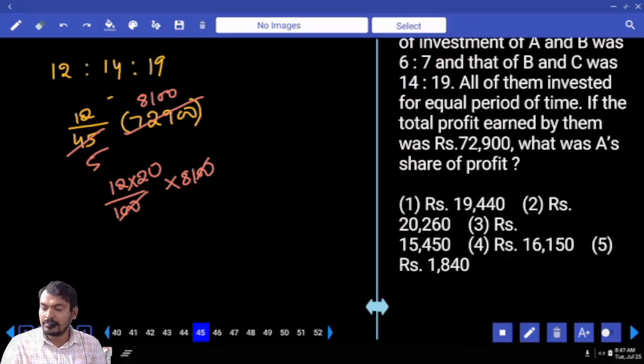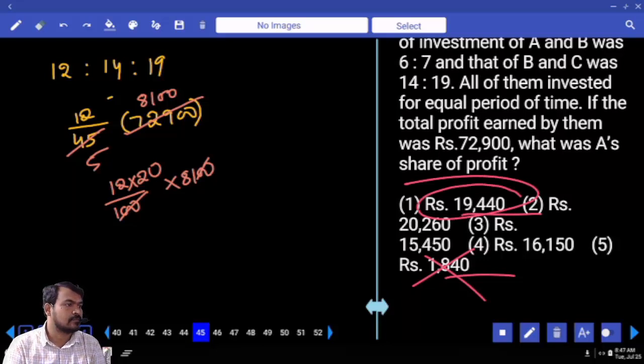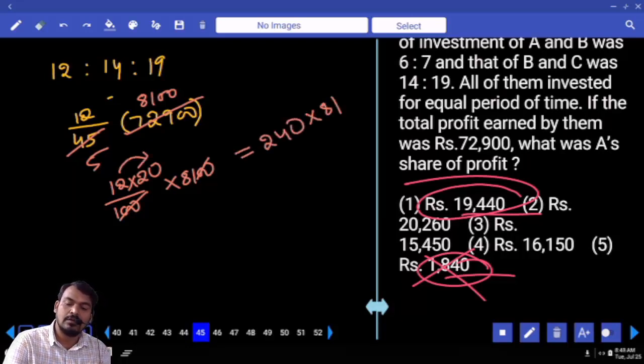How many options? Two options are obviously possible, the fifth option or the first one? First one. Because in 1840, how many digits? 4 digits. But we require 12 into 20 into 81, which will be more than 4 digits. 12 into 20 is 240, into 81. More than 16,000 or less than 16,000? More than 16,000. Next, verify the 9 multiple. 81 is a 9 multiple. How many options are 9 multiples? Only one.